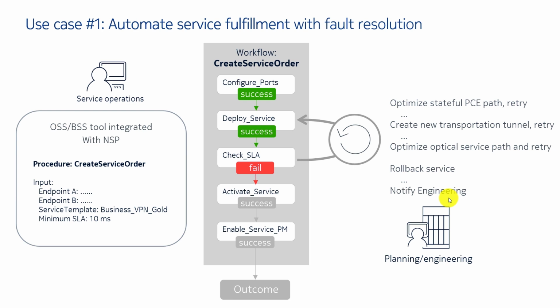Or if these actions are not successful, we want to make sure that we can do a complete rollback of the service and not leave any partial remnants of the service behind in the network. Once a rollback is successful, a notification can be sent to the appropriate team, in this case the planning and engineering team, to debug and troubleshoot further with the service information.